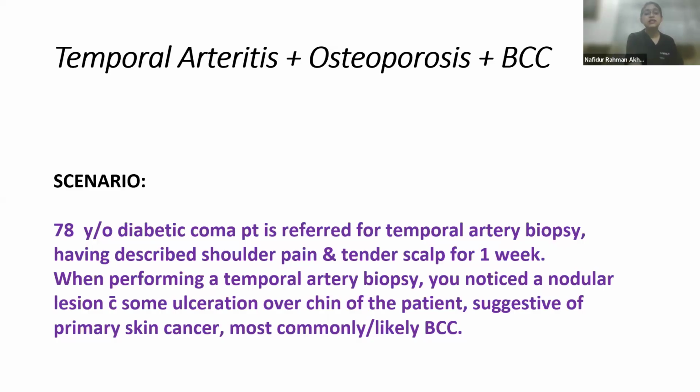78-year-old diabetic comatose patient is referred for temporal artery biopsy, having described shoulder pain and tender scalp for 1 week. When performing a temporal artery biopsy, you noticed a nodular lesion with some ulceration over the chin of the patient, suggestive of primary skin cancer, most commonly basal cell carcinoma. Okay. So, should we go to the stations?